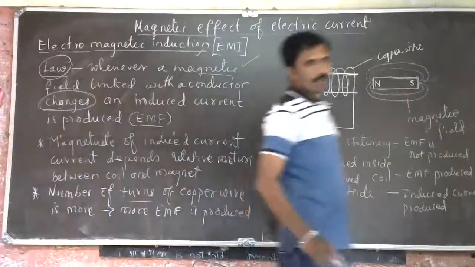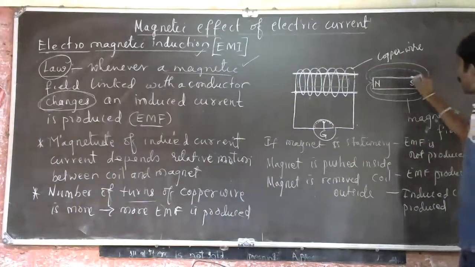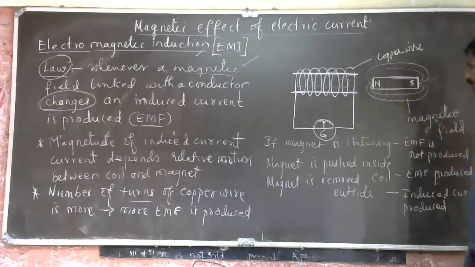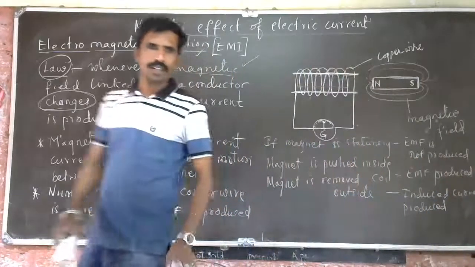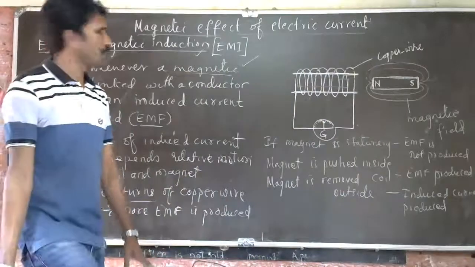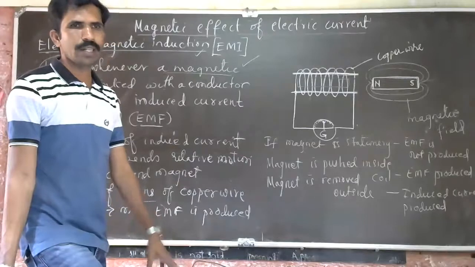The magnitude of the electric current also depends on the power of the magnet. If more powerful magnets are used, more EMF is produced. Understand? I hope you understood this concept. So this is how electricity is produced by using magnetism.